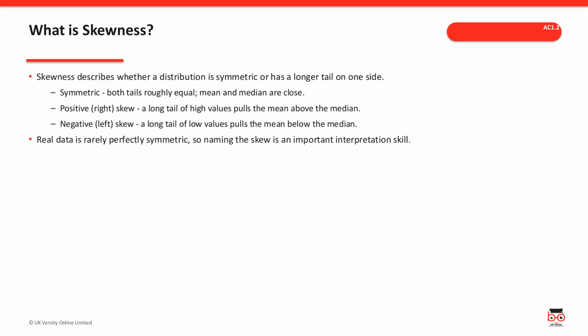Skewness is just a word for whether a distribution leans to one side. If it's symmetric, both tails are roughly equal, and the mean and median sit close together. Positive, or right, skew has a long tail of high values, dragging the mean up above the median. Negative, or left, skew has a long tail of low values, pulling the mean below. Real data is rarely perfectly balanced, so naming the skew is a genuine interpretation skill.